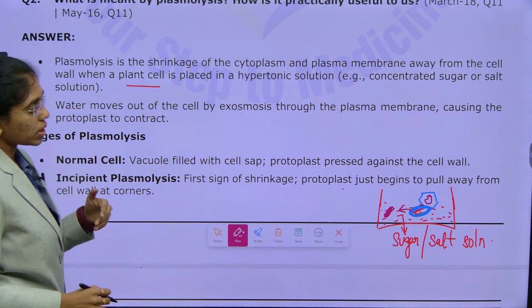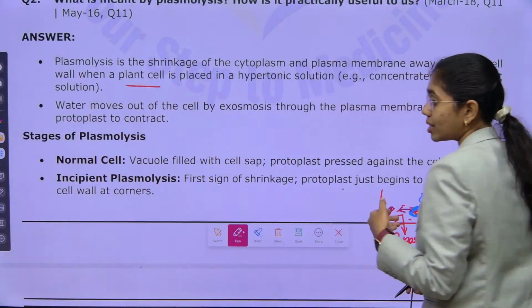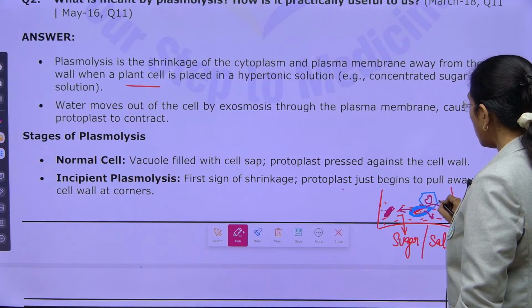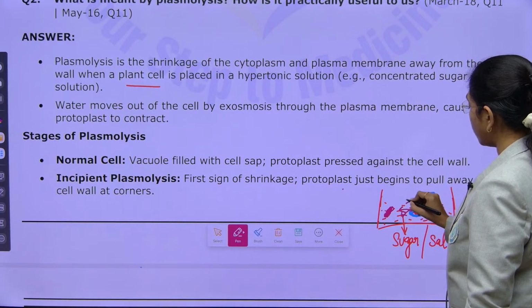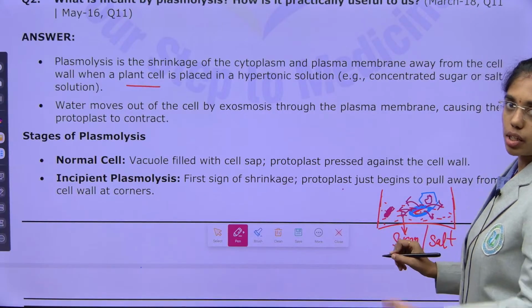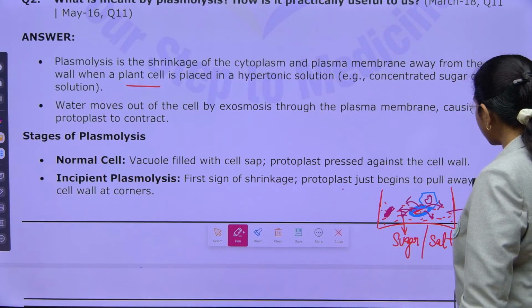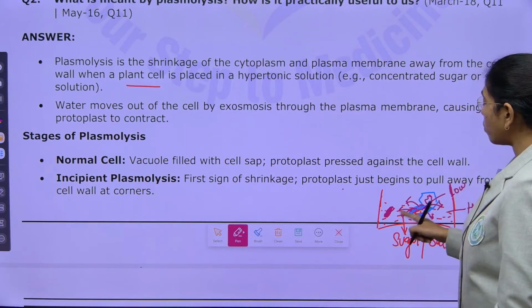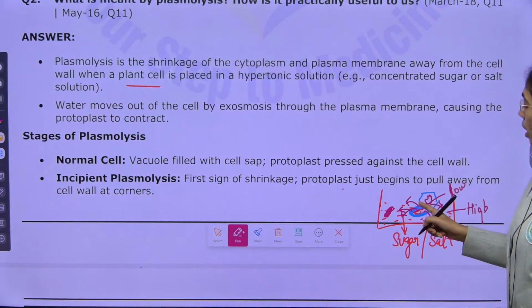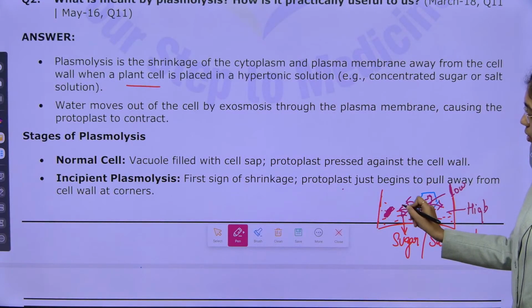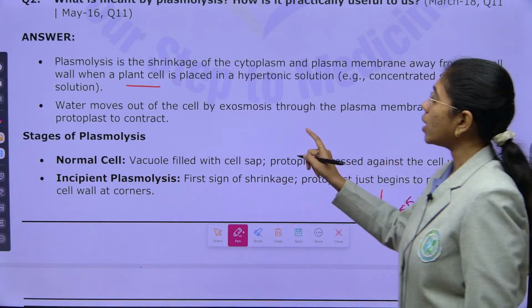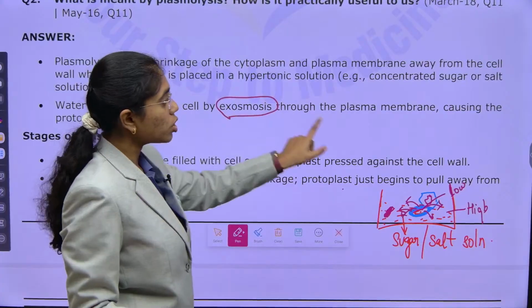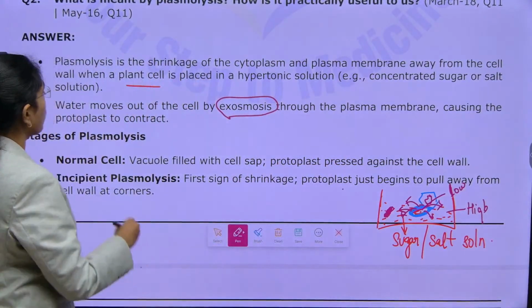Water moves out of the cell. This is because of what process? Exosmosis. Exosmosis, where the water is moving from low concentration to high concentration, which is across the concentration gradient. As concentration is high in the sugar solution, low in the raisin, the water molecules are moving from the raisin towards the solution. Okay. So, water moves out of the cell, which is addressed as what? Exosmosis, through the plasma membrane, which is causing what?